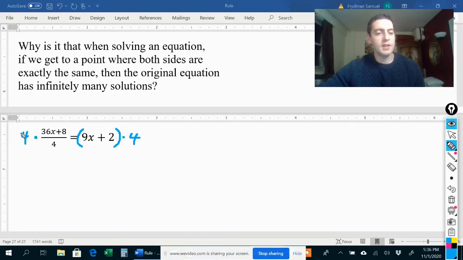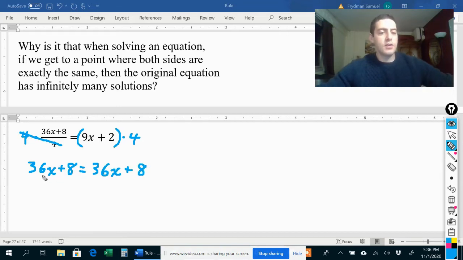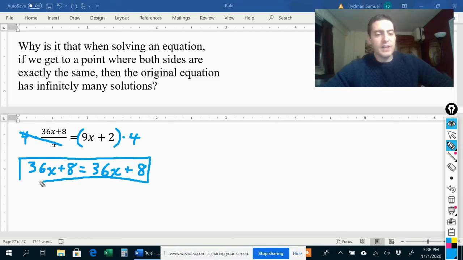So over here on the left side, these would cancel, which is to say (36x + 8) divided by 4 and then times 4 just gives me 36x + 8 back. And then on the other side, I have 4 times 9x would be 36x. And 4 times 2 would be 8, so I get plus 8 over here. So I can see that I have 36x + 8 on the left side and also 36x + 8 on the right side. Now it should be pretty clear that if both of these sides are exactly the same, then this equation must have an infinite number of solutions.